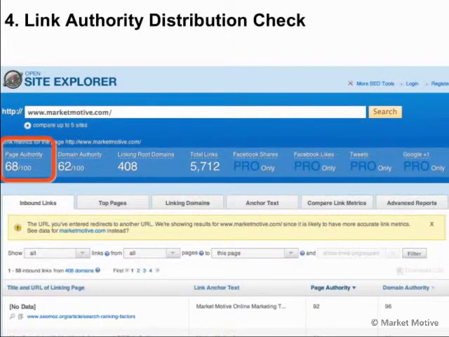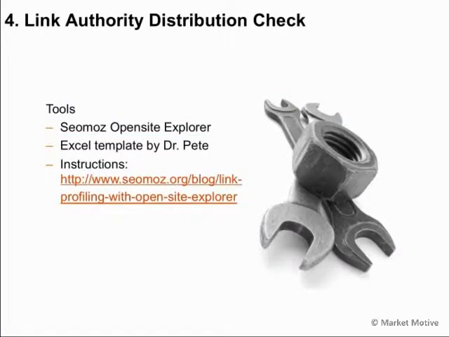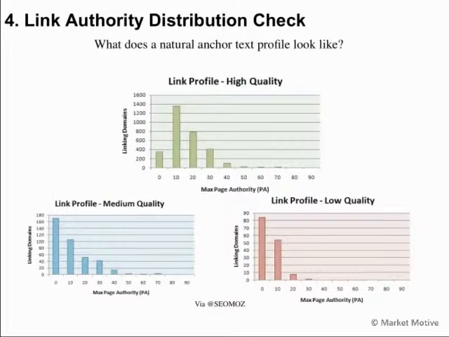We're going to look at our page authority here, and then we're going to import this into Excel with some instructions from Dr. Pete. Dr. Pete is going to give us some information on profiling using Open Site Explorer, and we'll look at just how many links of certain authority types that we have from each of these ranges.